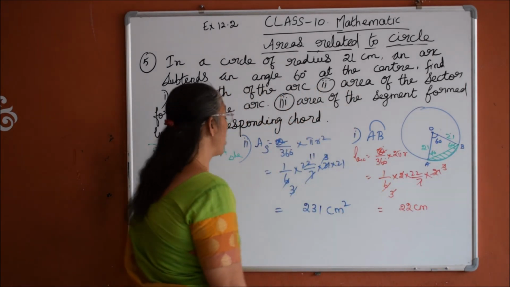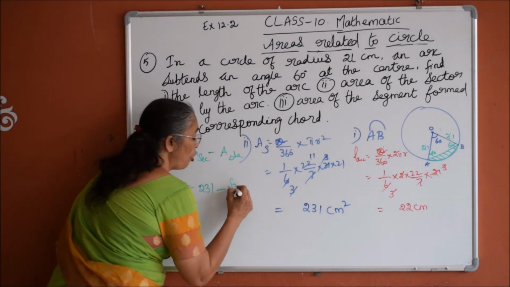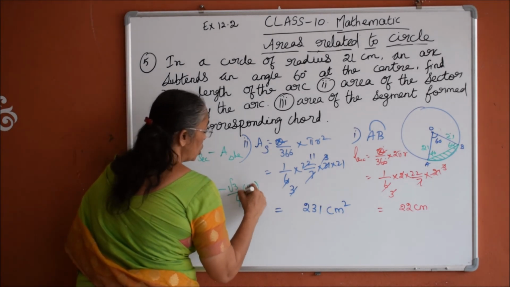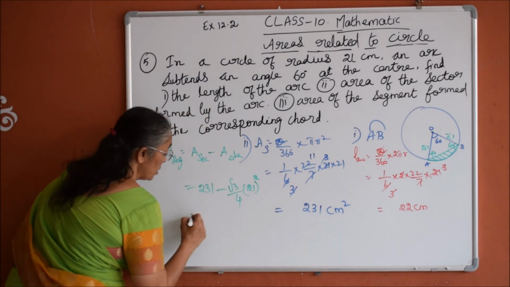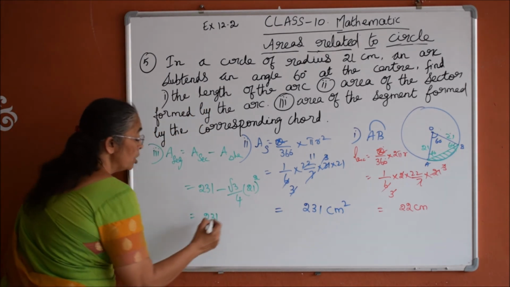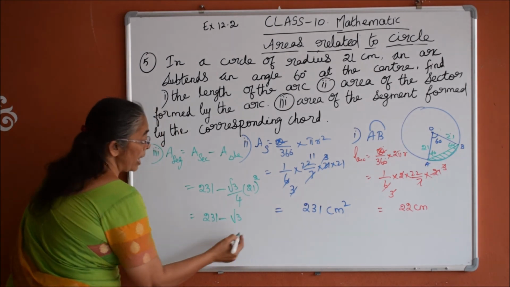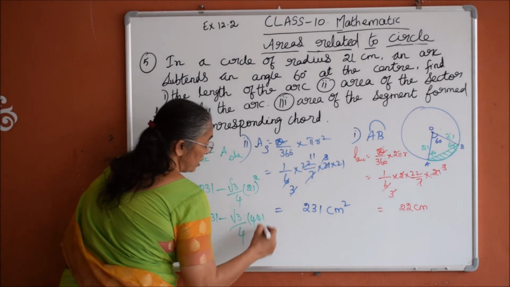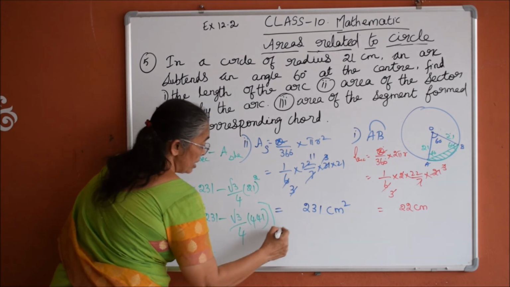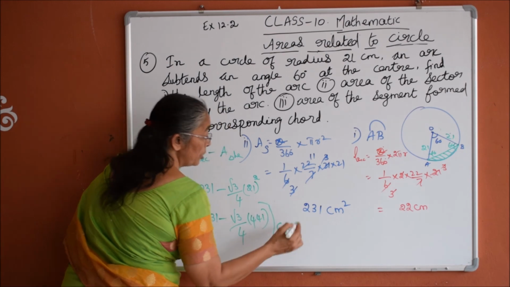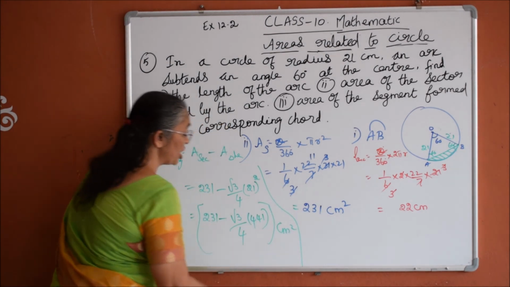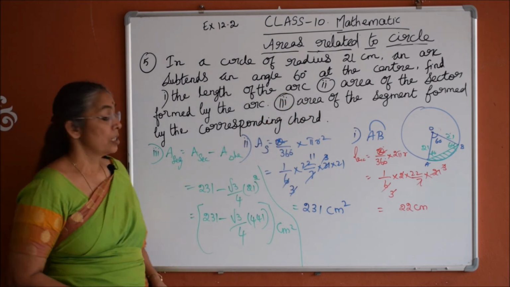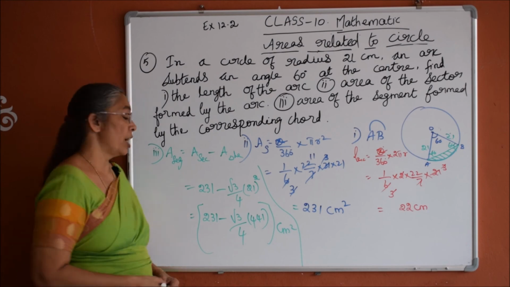So what is the area of an equilateral triangle? Root 3 by 4 a square, side square. Here the side is 21 centimeters, so root 3 by 4, 21 square. So the area of the segment is 231 minus root 3 by 4 of 21 square, which is 441, centimeter square. This is also an area. In your book the answer is given in this form only, simplification is not done because root 3 is not mentioned here. They will mention to take root 3 as 1.414 if needed. If it is not given, you can leave it like this.